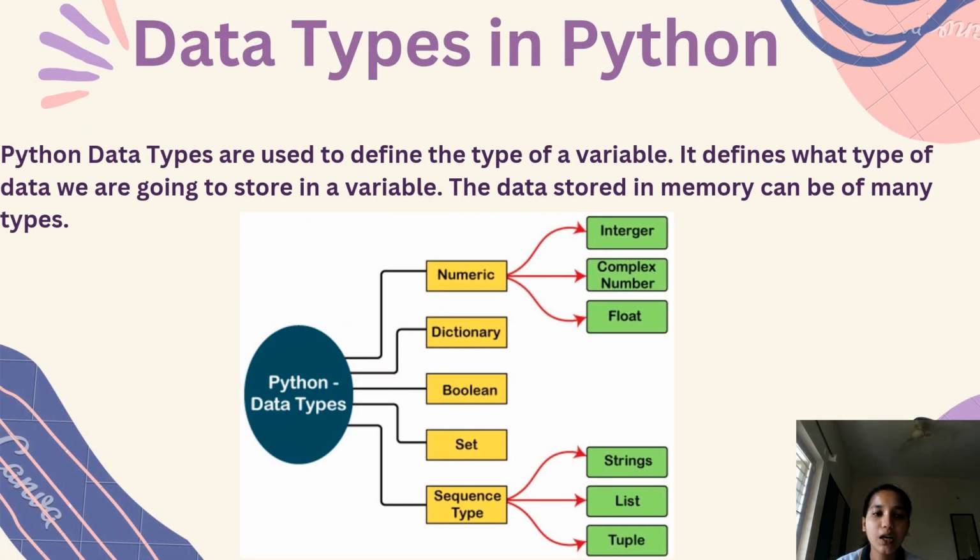Python data types are used to define the type of a variable. It defines what type of data we are going to store in a variable. The data stored in memory can be of many types. Python data types: numerical, dictionary, Boolean, set, sequence type. Numerical is subdivided into three types: integer, complex number, float. Sequence type is subdivided into three types: strings, list, tuple.